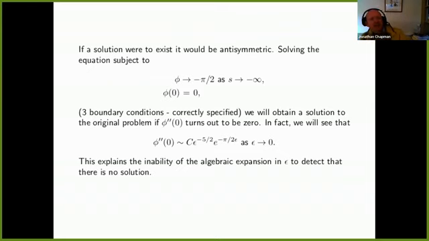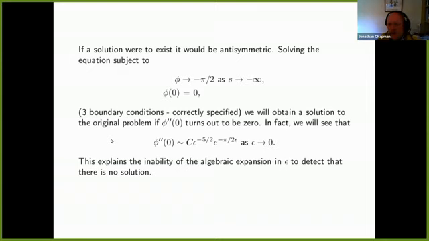If a solution did exist, then you could fix the origin so that it was anti-symmetric. So suppose I solve the equation where I give you that phi goes to minus pi over 2 as s goes to minus infinity, but instead of going all the way to plus infinity, I stop at the origin and I say that phi of 0 is equal to 0. So that's now the right number of boundary conditions. It's a 3rd order equation. I've given 1 condition at the origin and 2 at minus infinity. So it's a correctly specified problem. And you will find that you get an anti-symmetric solution to the original problem if and only if the 2nd derivative at the origin turns out to be 0 when I solve this problem.